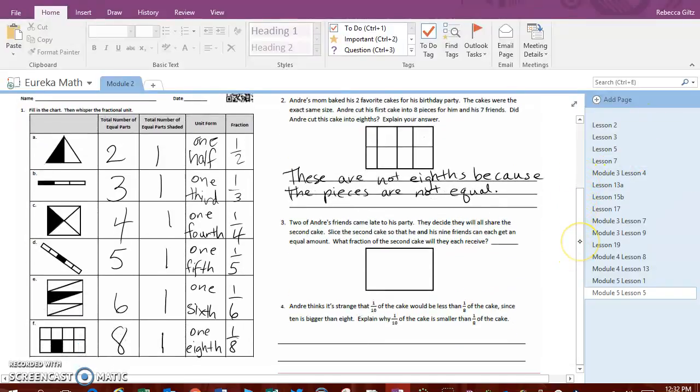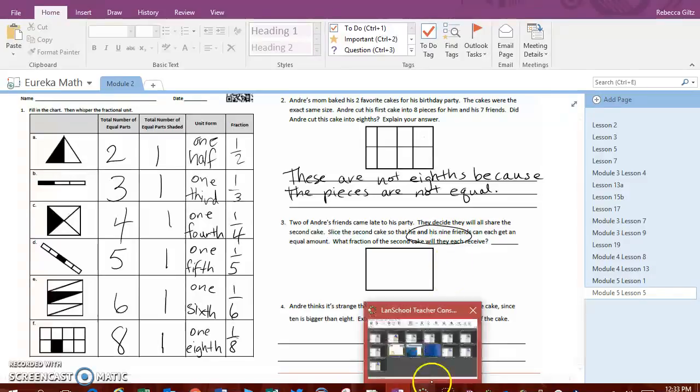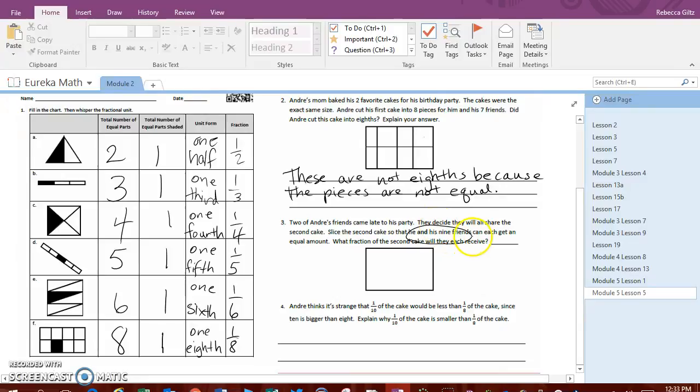Let's go down to number 3 then. 2 of Andre's friends came late to his party. They decided they will all share the second cake. So this was the first cake. Here's the second cake. Slice the second cake so that he and his 9 friends, I'm going to circle that, can each get an equal amount. What fraction of the second cake will they each receive? So we need to use this information to figure out how many total pieces we need. He and his 9 friends means 9 plus 1, which is 10. So we need 10 pieces.